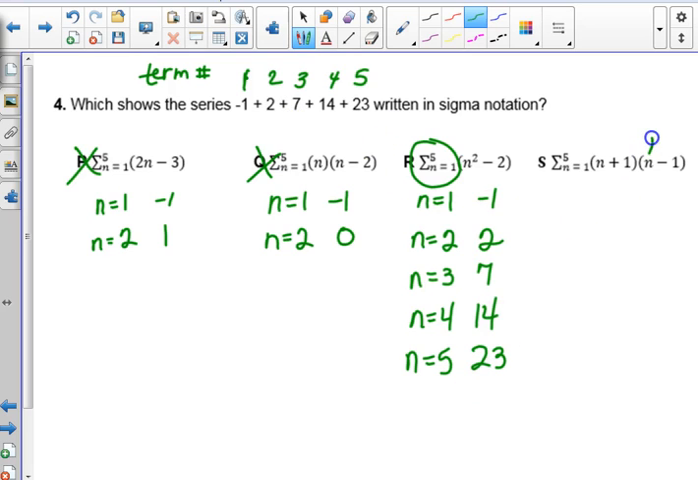If I had tried this one, guys, I get 2 times 0. So I get term 1 should be 0, which it isn't. So this one is easy to cross out. Do you understand what you have to do now? You just want to try them, put the term numbers in, see which one works.